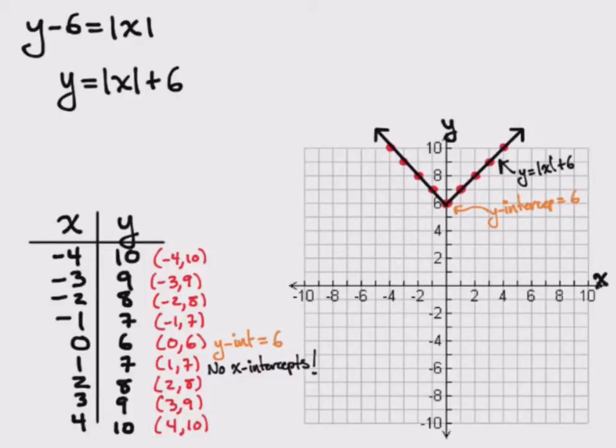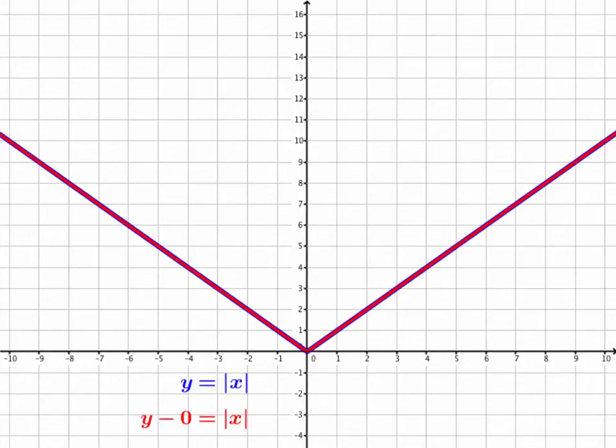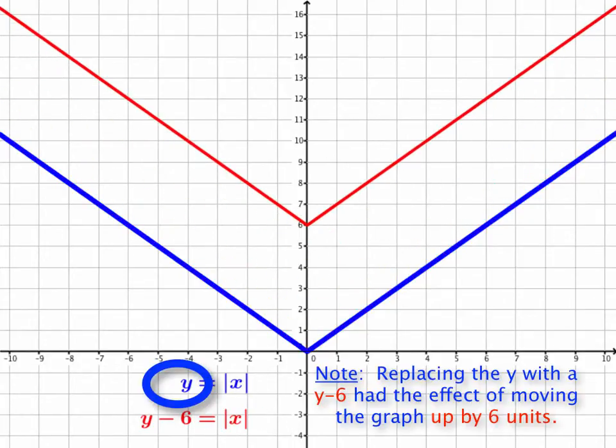Alright, again, we got a very similar looking V-shaped graph. The y-intercept is 6. Since this graph never hits the x-axis, there are no x-intercepts, and it looks like the exact same graph as y equals the absolute value of x, but shifted up exactly 6 units. And if we look at the graphing calculator, we see that replacing y with a y minus 6 had the effect of moving our graph up exactly 6 units.